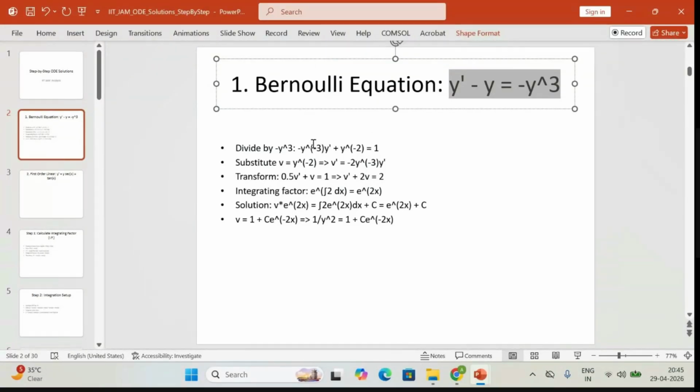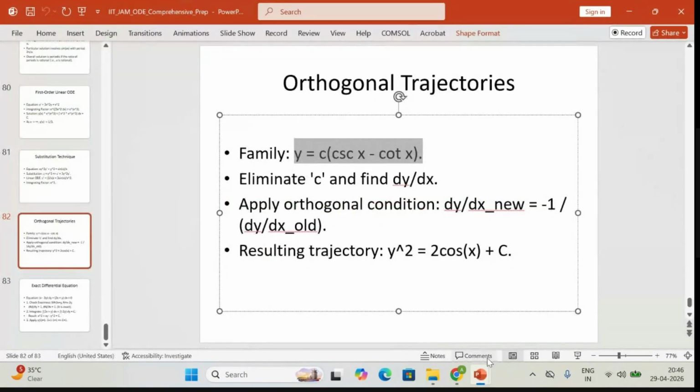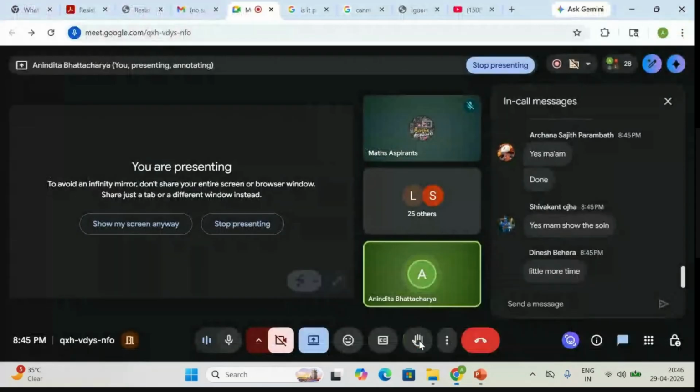So basically, first the division and the substitution is important here. Is it clear to everybody? Yes, ma'am. Thank you.